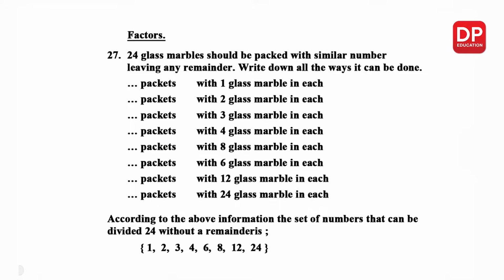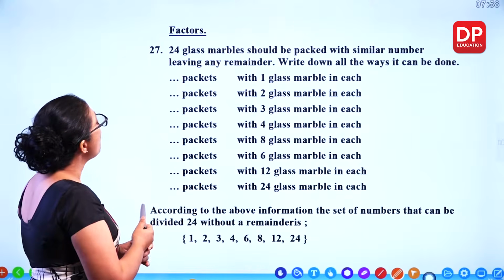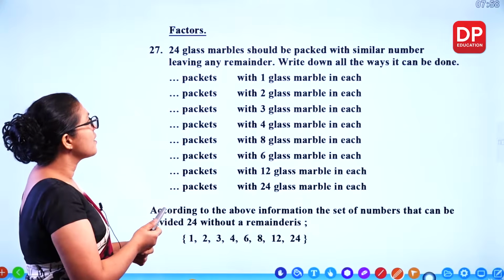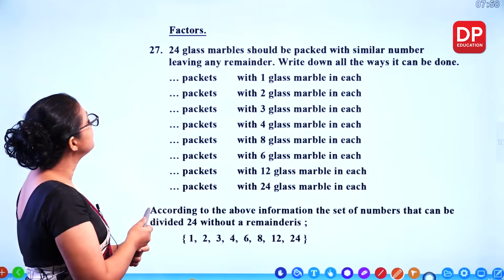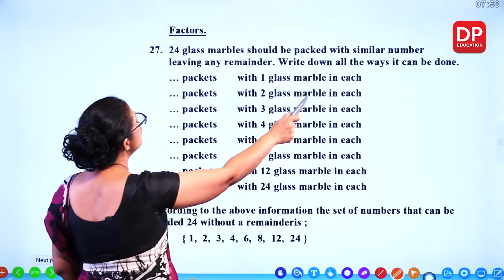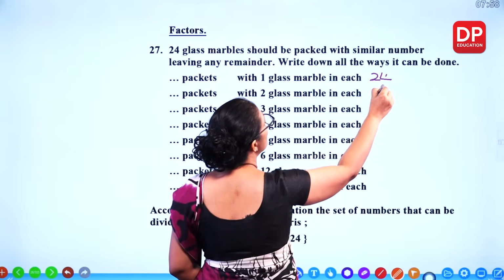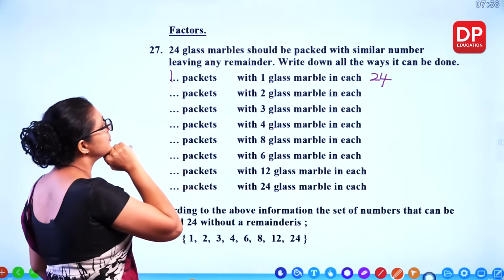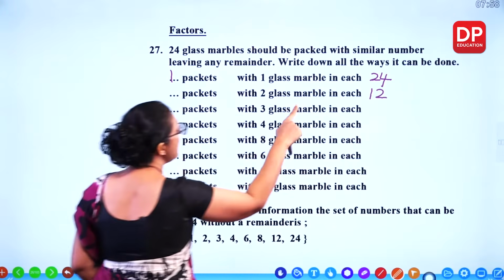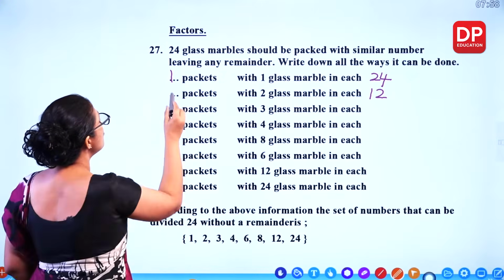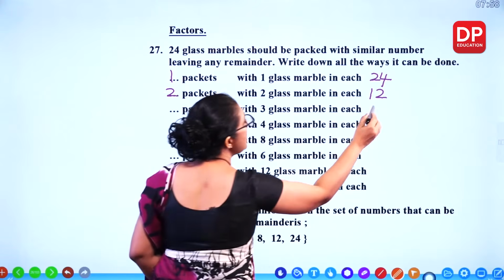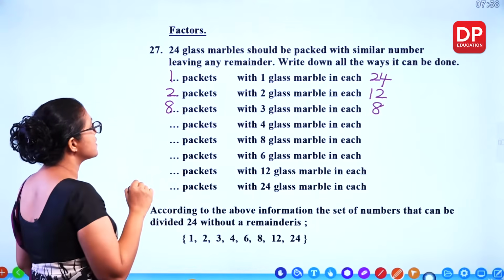Now we'll look at this question. Factors. 24 glass marbles should be packed with a similar number in each packet, leaving no remainder. Write down all the ways it can be done. So you can do 1 glass marble in each, 1 times 24. That means 24 packets. 2 glass marbles in each, 2 times 12. Then you get 12 packets. 3 glass marbles in each, 3 times 8. So you can make 8 packets.